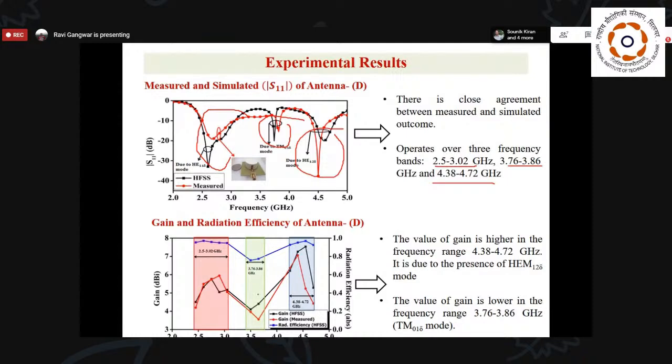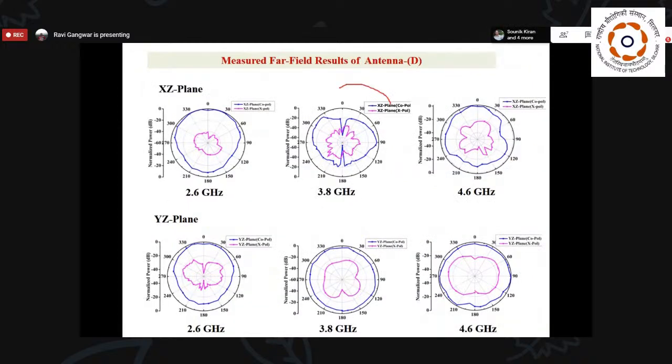Here you can see that the TM01 delta mode has the lowest gain, because I have measured this gain in the broadside direction, and we know that the TM01 delta mode gives a monopole-like pattern. So that's why in the broadside we get lower gain. But in the other directions, we get better gain in the case of the TM01 delta mode. Here you can see the pattern of the TM01 delta mode, and the remaining two give the HEM mode.